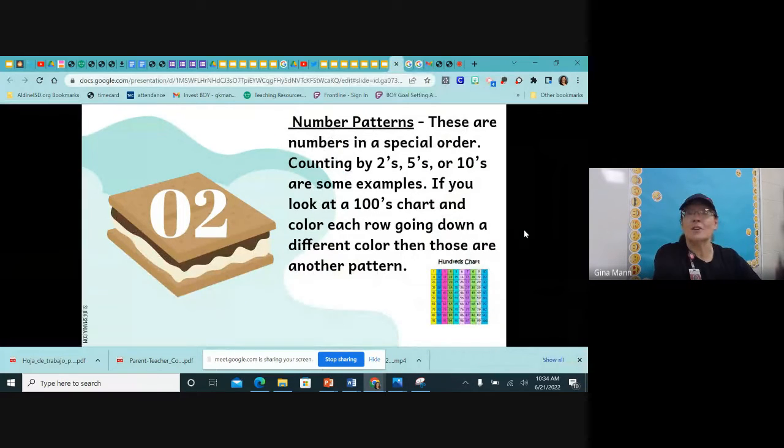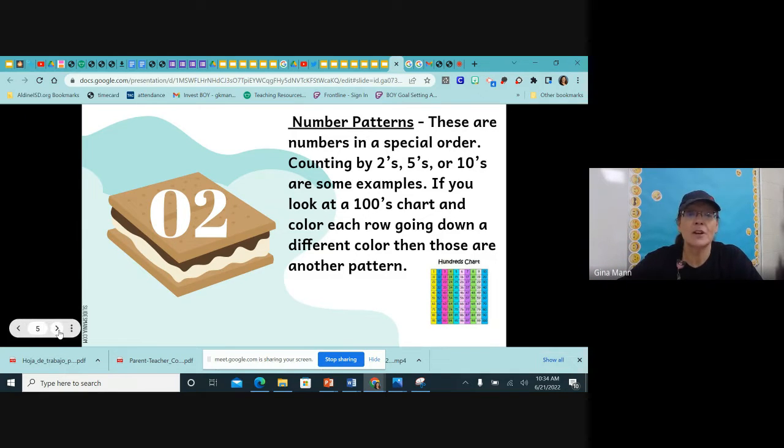Is the number patterns. Okay, so these are numbers in a special order. Counting by 2s, 5s, or 10s are some examples. If you look at a hundreds chart and color each row going down a different color, that is another way of showing patterns. And I gave a little example right there.